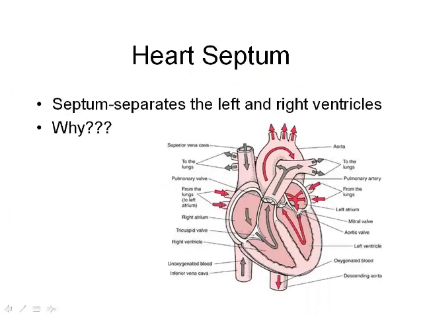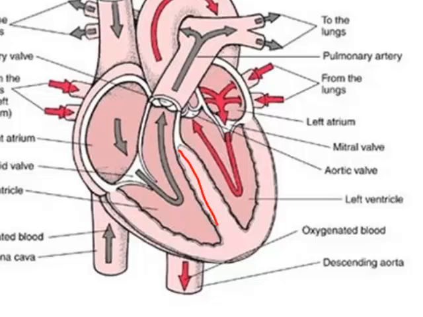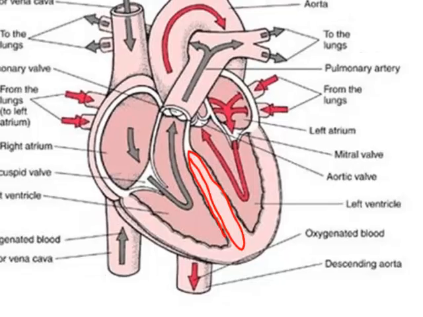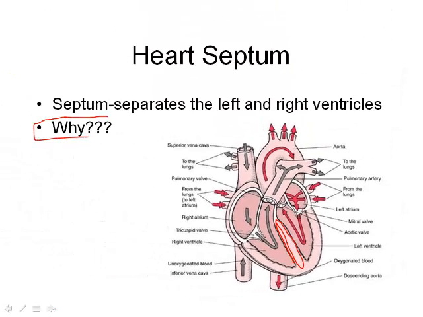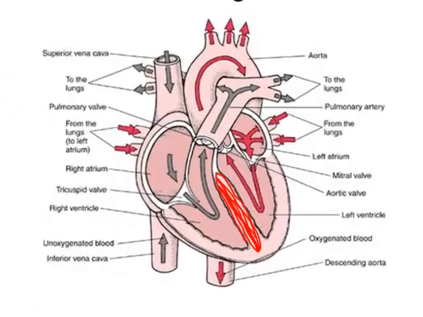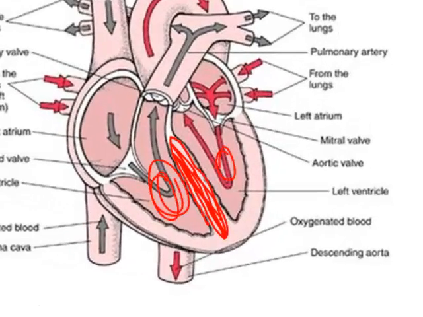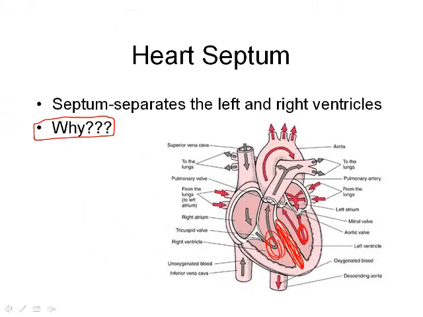Okay, the septum, what is it? It's this little division here that separates the left and the right ventricles. But what I want you to think of, and try not to Google it unless you can't figure it out, is why would you need a separation in terms of functionality? Why would you need a separation between what's in here and what's in here? Okay, so think about that. That is your job for tonight, to come up with that solution for tomorrow.